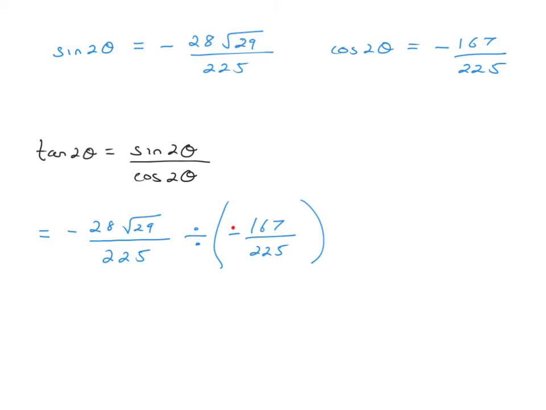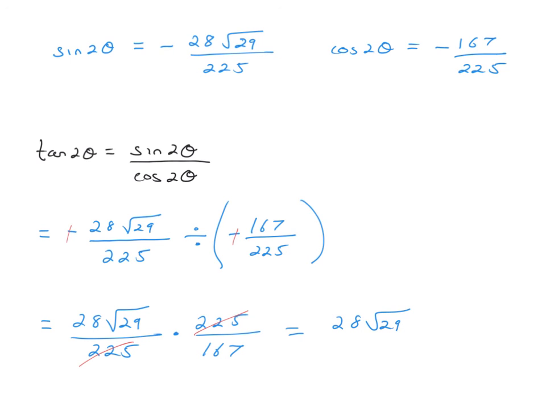When you divide a negative number by a negative number, the two negatives cancel. So this cancels with that. Second, if you're dividing by a fraction, you can change it to multiplication provided that you take the reciprocal of the second fraction. So that is 28 root 29 all over 225 times 225 over 167. It turns out that we can cancel the 225s and we can multiply the numerators and the denominators, which we get 28 root 29 all divided by 167.